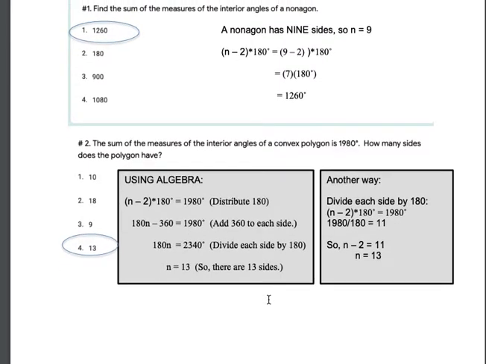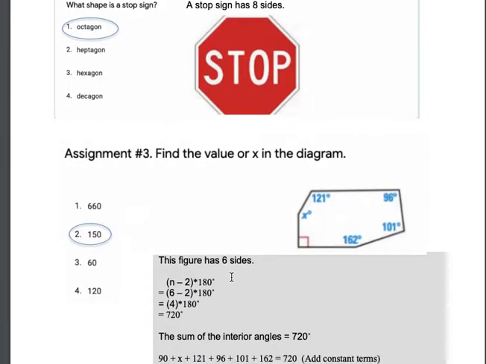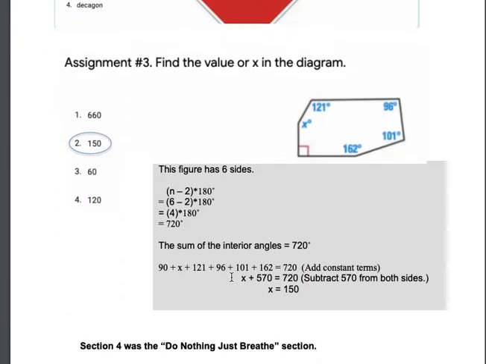I showed you 2 different ways to do this. These are pretty easy, and on section 3, this one also is a 6-sided figure. So use 6 minus 2 times 180 to get the sum of all the angle measures, which is 720. We just took a look at a hexagon in Geometry Sketchpad, and the sum was 720. So all of these 6 angles have to add up to 720. So you just find the missing angle measurement.